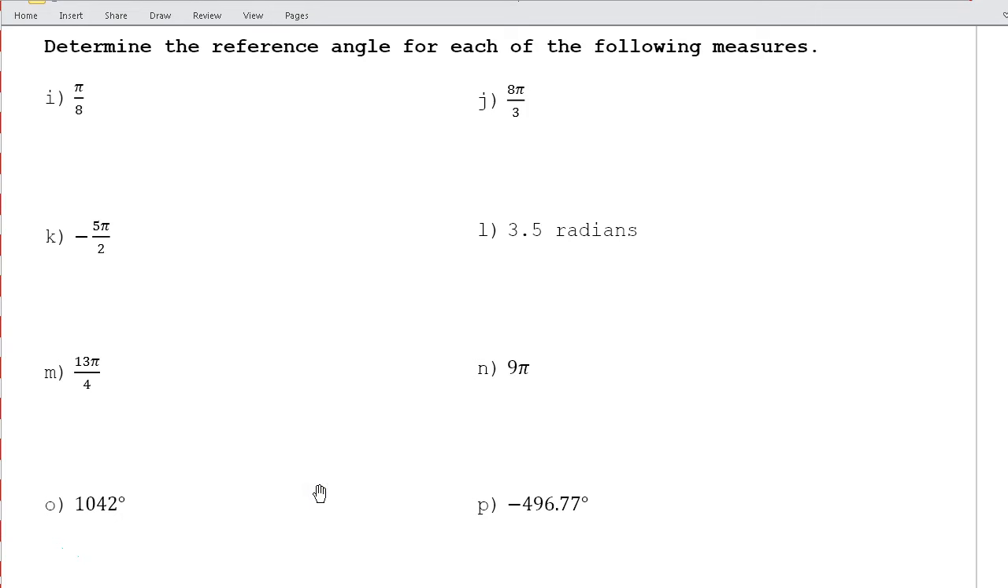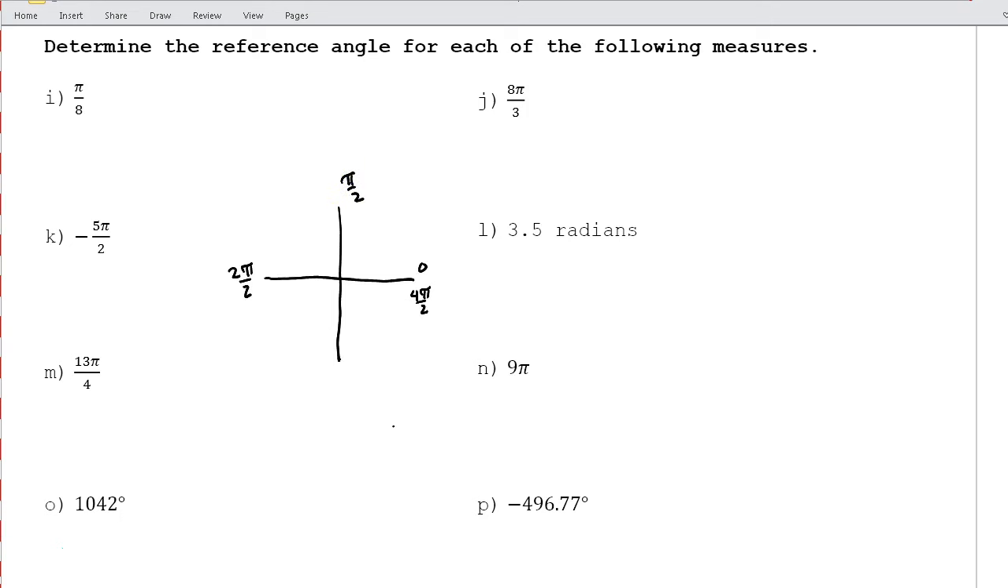So we want to determine the reference angle for each of the following measures. Starting with K, we've got negative 5 pi over 2. Most of the time, what I want to do here is take a look at this graphically. Since this is pi, I know that's going to be 2 pi over 2, and then all the way around would be 4 pi over 2. We started here at 0, and since this is 2 pi over 2, halfway to there would be 1 pi over 2.